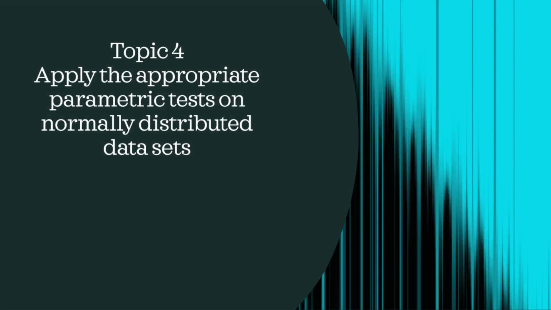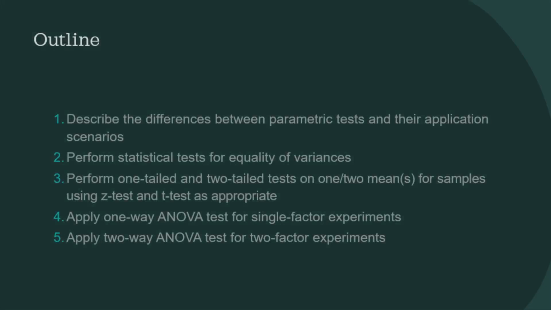Topic 4 is the evaluation of averages between samples, under the assumption that the values from the samples are normally distributed. There are 5 subtopics. 1.